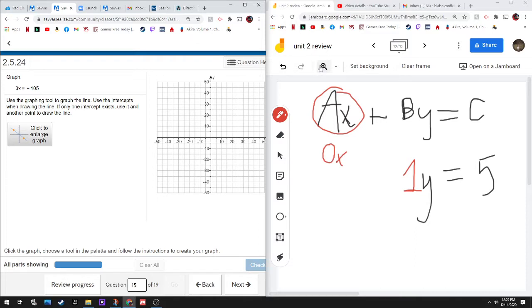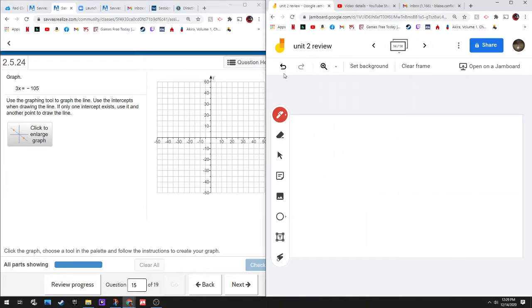Let's see what's next. All right, here's our next one. I don't think I've given you any like this before, but it's basically ones that we've done. 3x is equal to negative 105. Well, we didn't talk about anything where there was a letter and a number. We've only done x equals and y equals. So I can turn this into an x equals really easily by dividing by 3. Negative 105 divided by 3 is negative 35.